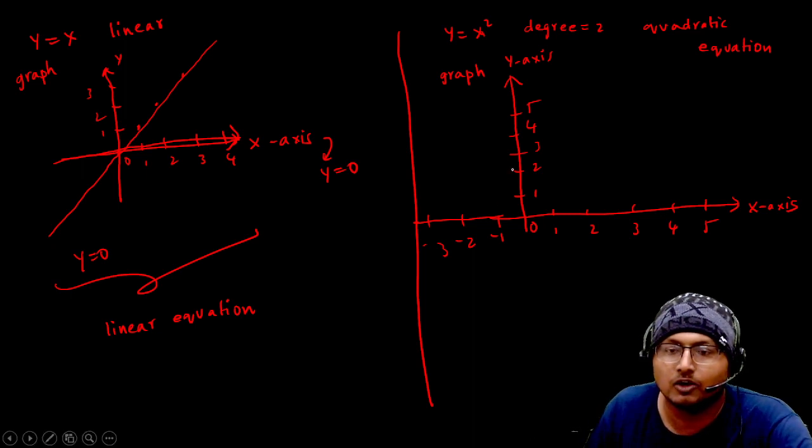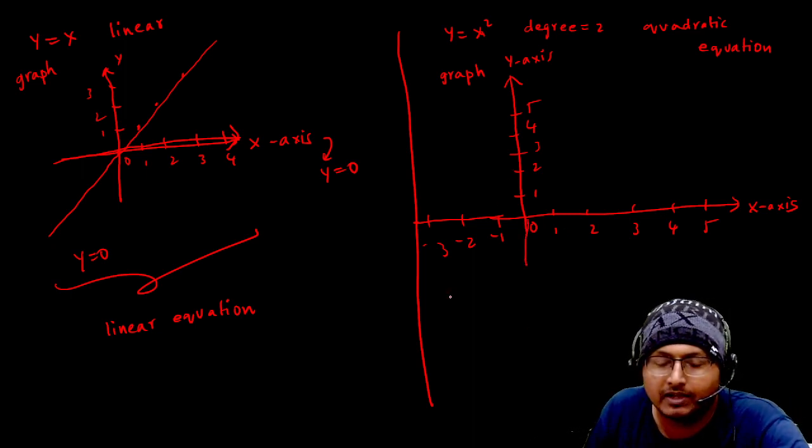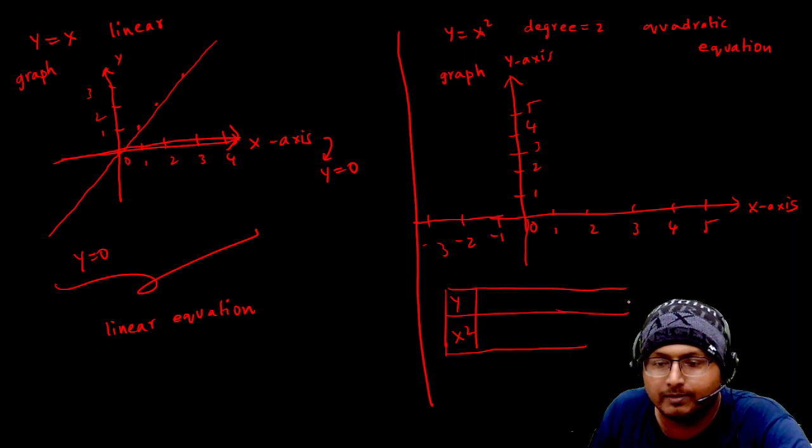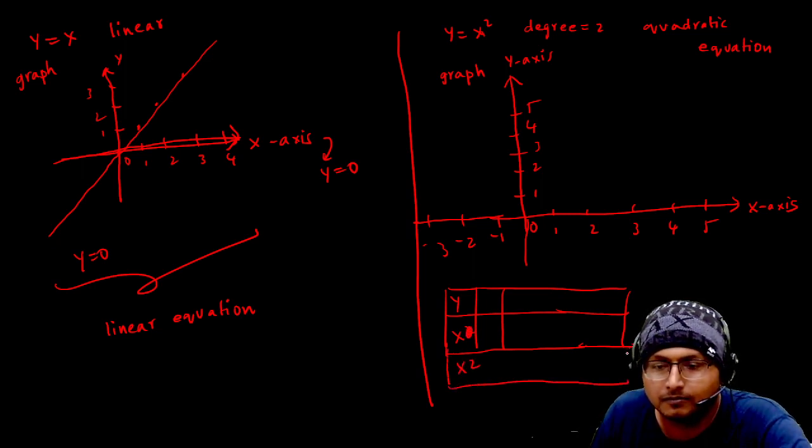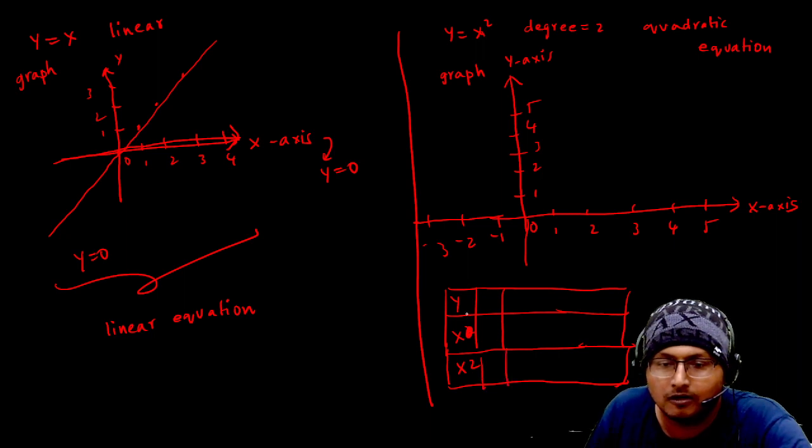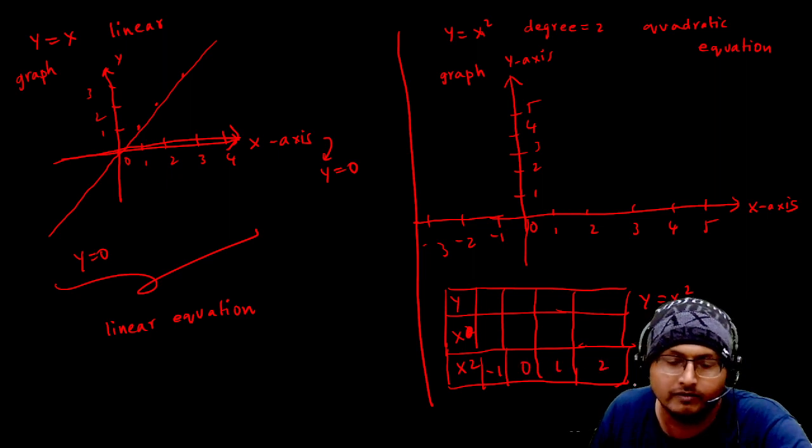This is the y-axis. Now to draw a graph, first of all, what do we have to take? A y column and an x column, x square. So y equal to x square. What does y equal to represent? Y equal to x square. Now you tell me some points we will take. Suppose we take -1, 0, 1, 2 as x. Let this be x, and this be x square.